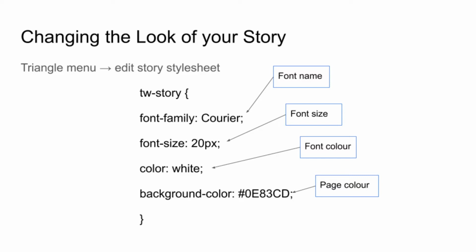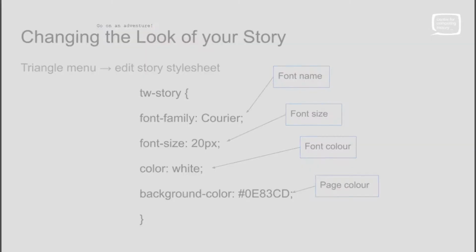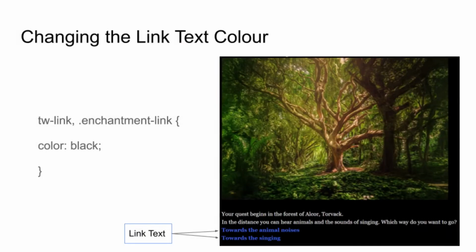Harlow is the default Twine engine. Others are available that add or remove features. I'll be using this one as it's stock with Twine. If you change the background and it's hard to read your link text, you can change it in the style sheet with tw-link.enchantment-link, curly bracket, colour name, close curly bracket.